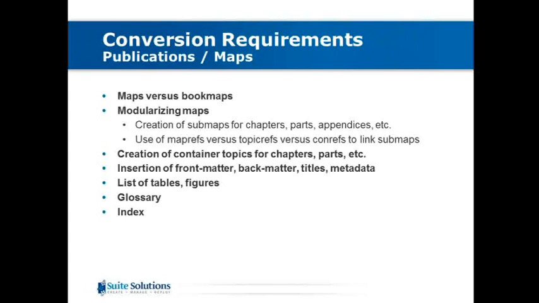The way you want to set up the modularization is based on your content. If you have your content set up in chapters and parts and appendices, the conversion can set up that modularization for you. Use of map refs versus topic refs: you can set up the XML so that it links back to a map ref or a topic ref or a con ref to set these submaps up together and link them. Then the creation of container topics for chapters and parts. So again, you could have a part, and inside the part you're going to have several chapters, and that's all going to be set up through the conversion as well.